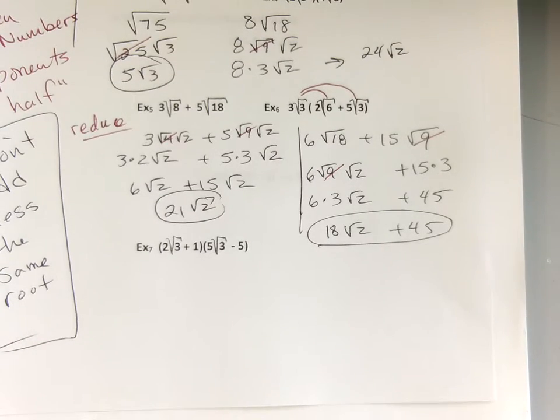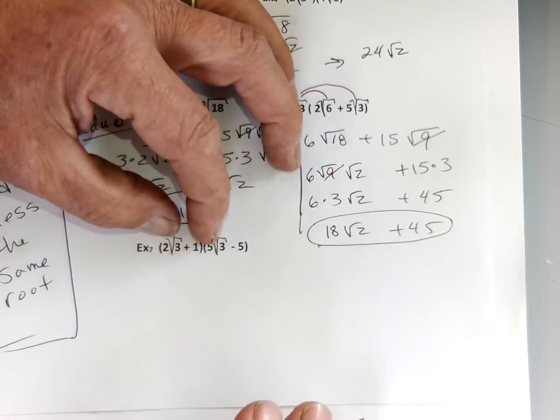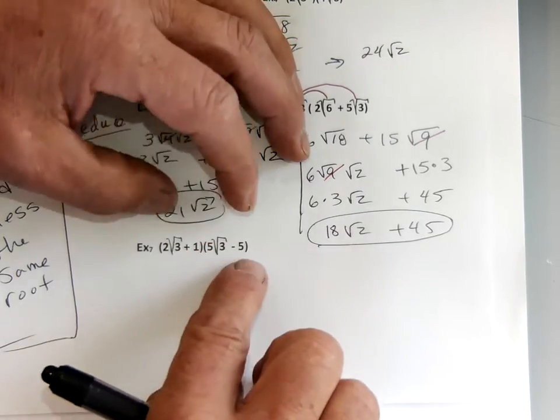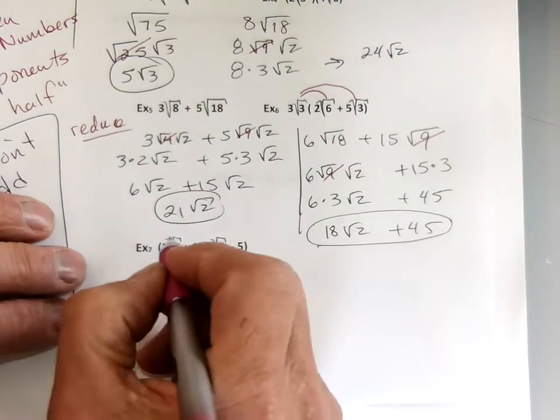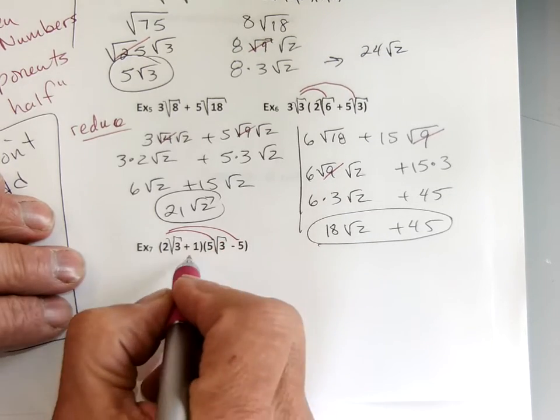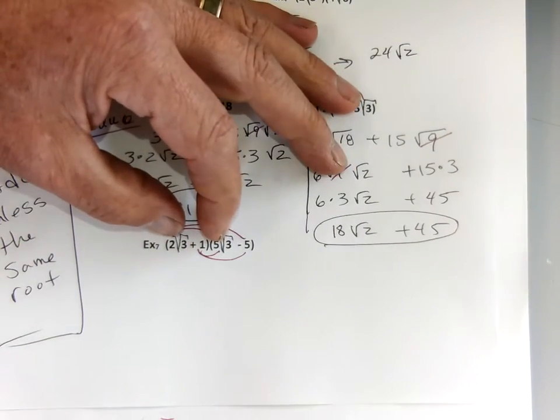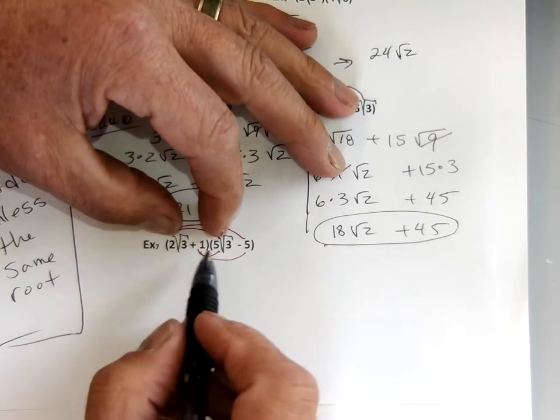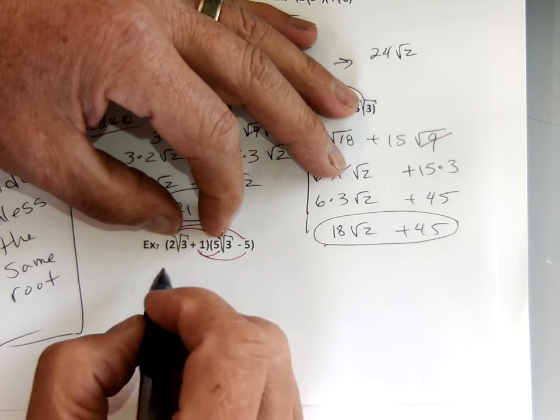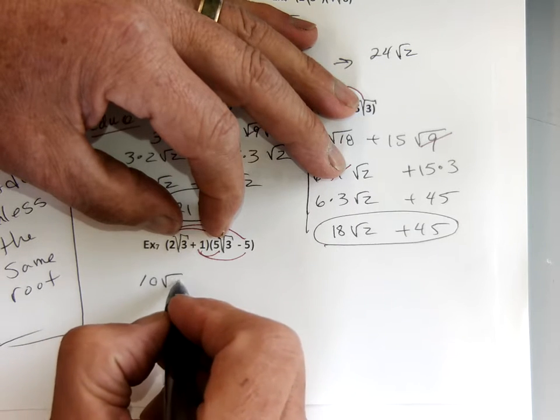Okay, example 7. We're getting there. This is a FOIL problem. We're going to multiply this times this, this times this, this times this, this times this. Or more specifically, 2 square roots of 3 times 5 square roots of 3. Whole number to whole number is a 10 square roots of 9.